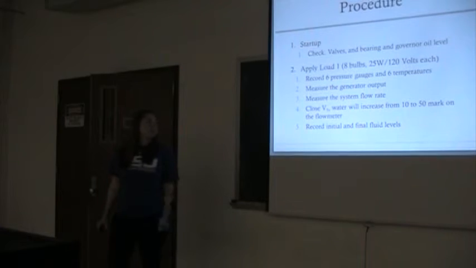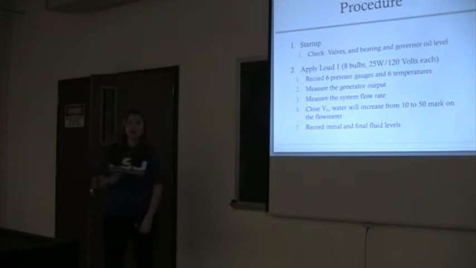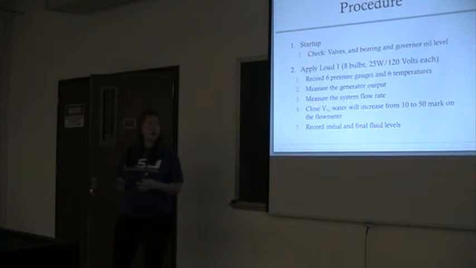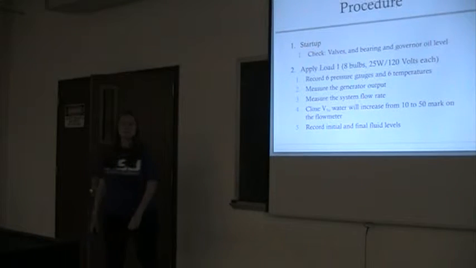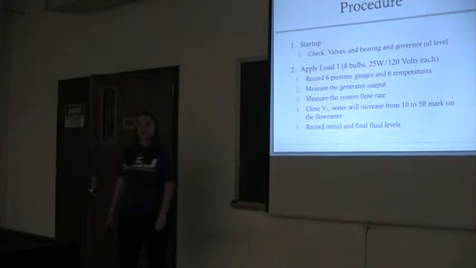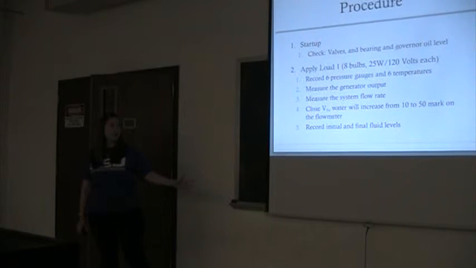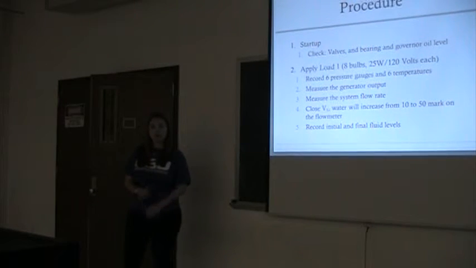This is the basic procedure. I'm just going to go over a brief outline of it. Before we actually start, we're going to check all the valves, make sure certain ones are on or off, and then make sure the bearing and the governor oil levels are correct. Then we're going to apply the first load, which is 8 bulbs at 25 watts each, and then measure 6 pressures and temperatures at the locations I stated before. Then also measure the initial generator output and the system flow rate.